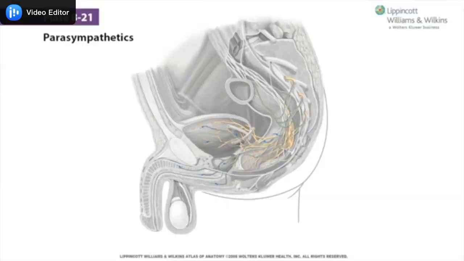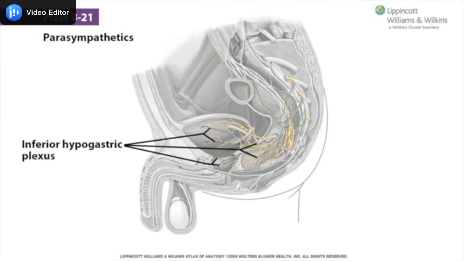Sexual stimulation triggers a parasympathetic response in the male that will have essentially the same effect as it does in the female. The parasympathetics from the inferior hypogastric plexus, originally from the pelvic splanchnics, cause smooth muscle in the vasculature of the erectile tissue to relax, resulting in vasodilation. As the erectile tissue fills with blood, the veins returning blood from the penis are compressed, restricting venous return. More blood moves into the penis than leaves, resulting in erection.